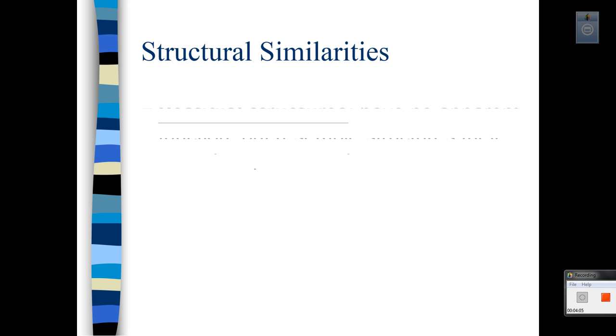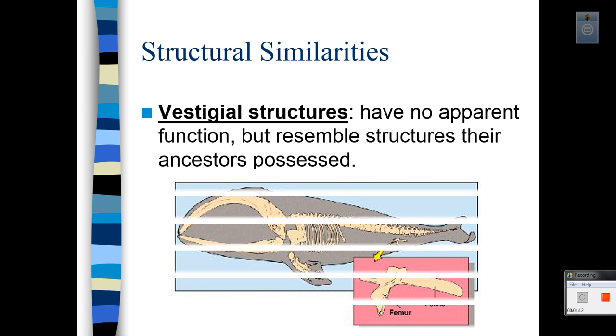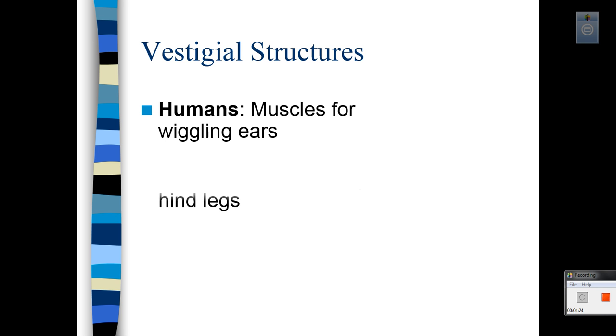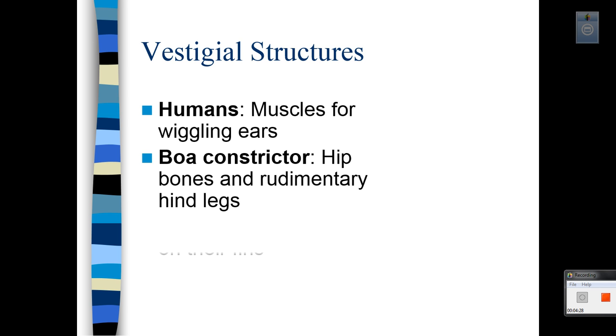We also have vestigial structures. They have no apparent function, but resemble structures that their ancestors possessed. A good example would be the pelvis and femur in a whale. They still have them, but they have no purpose. Another example would be the appendix in humans, muscles for wiggling ears. The boa constrictor has the hip and pelvis bones and rudimentary hind legs. Manatees have fingernails on their fins.